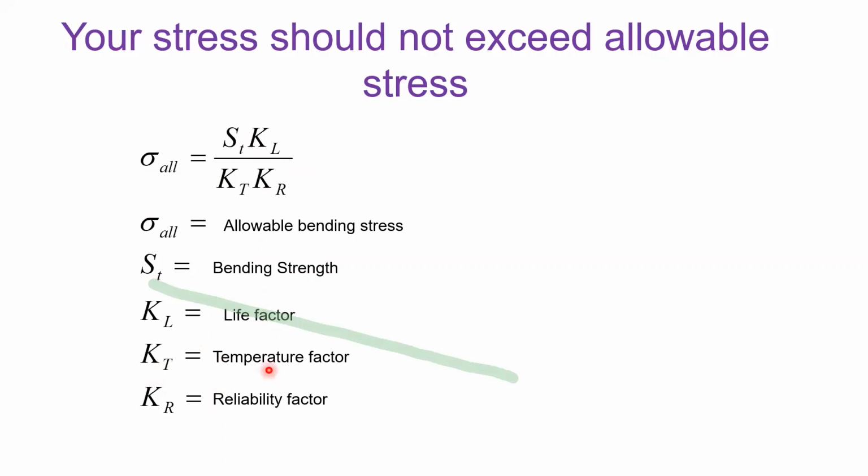You have KT and KR. KR stands for reliability factor, and KT is nothing but the temperature factor. And these values KL, KT, KR will vary with respect to different parameters. But what is in our hand is the bending strength. So whatever the overall stress is, it should not exceed the allowable stress.